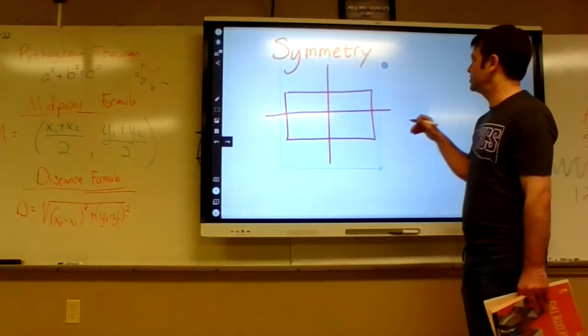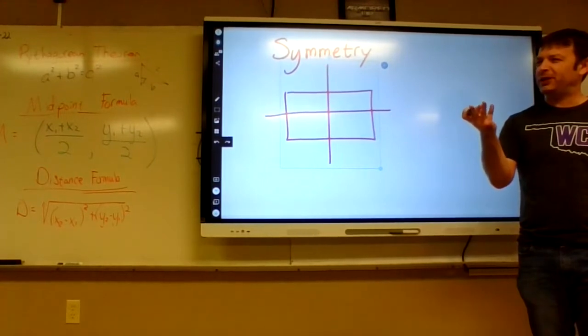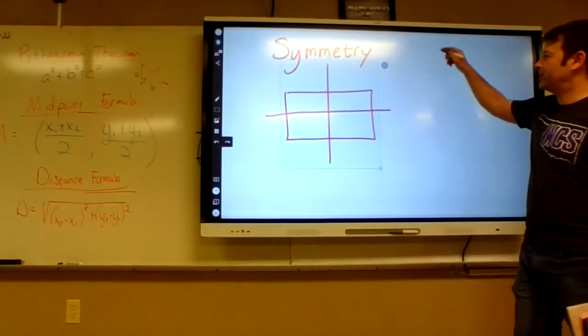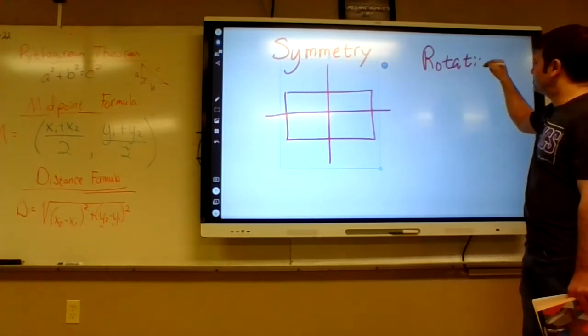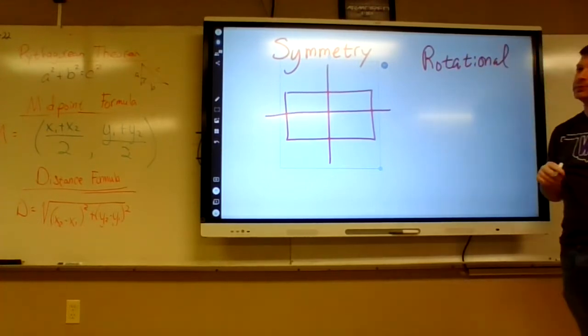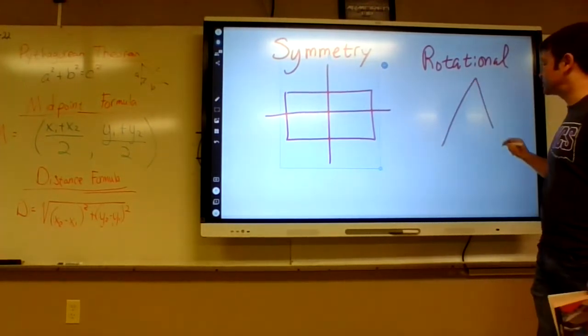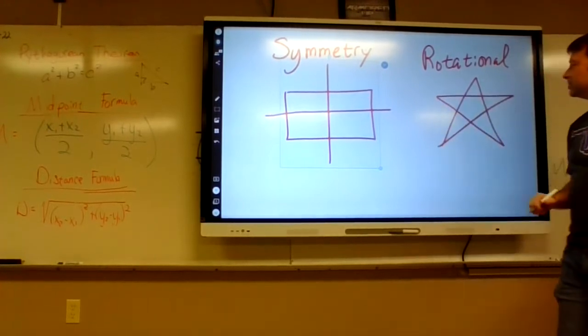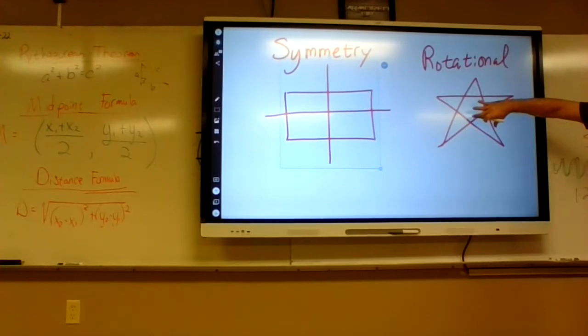So that's line symmetry. In science, did you guys learn what they call radial symmetry? Okay, we're not going to call it radial. We're going to call it rotational symmetry. Rotational symmetry is, this is not a perfect star, but if you turn it a little ways and it looks exactly the same, that's rotational symmetry.